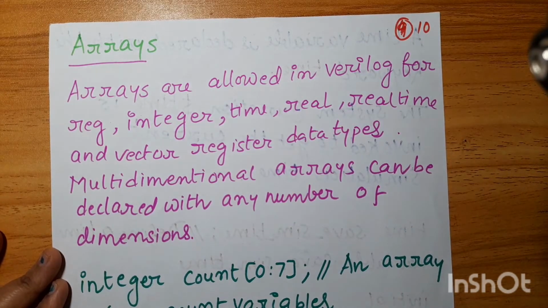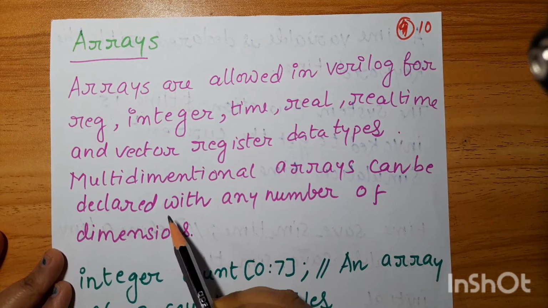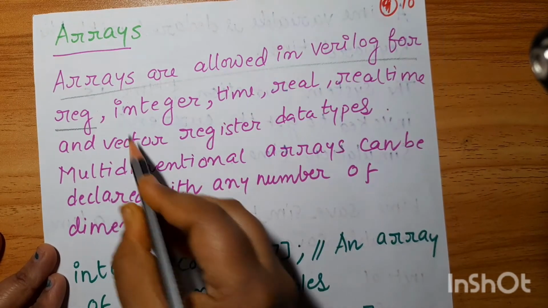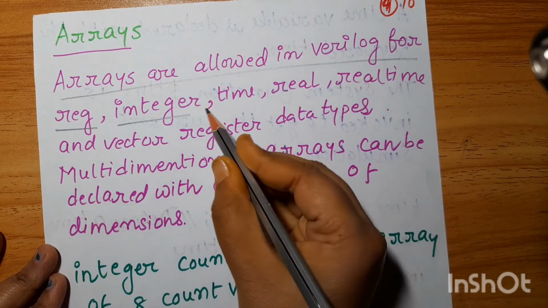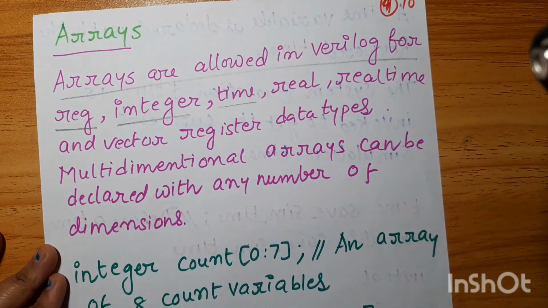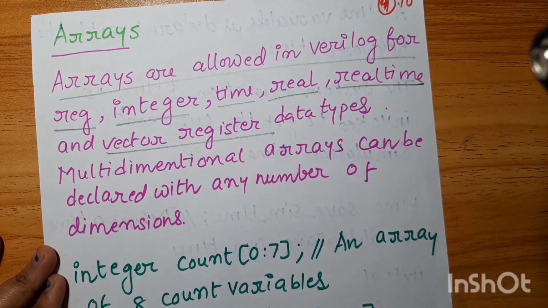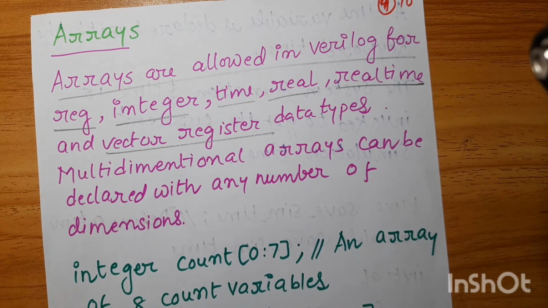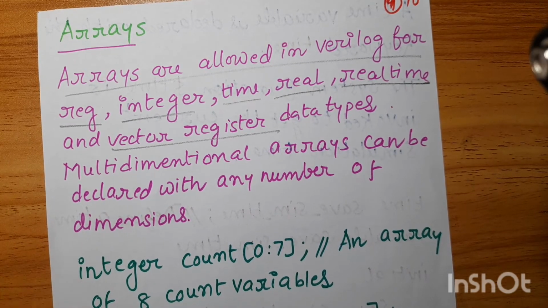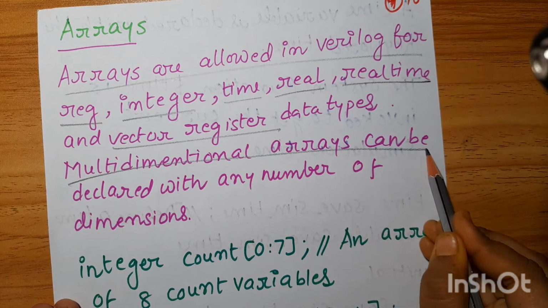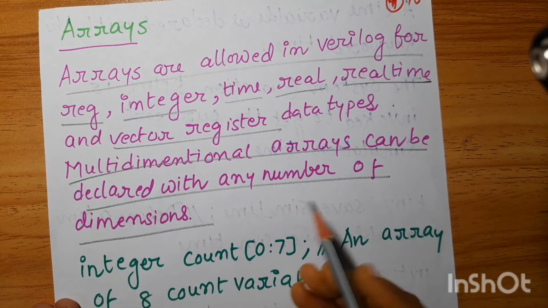Arrays. Arrays are also a type of data type used in Verilog. Arrays are allowed in Verilog. So we can have an array of register, an array of integer, an array of time variable, an array of real data type, an array of real time and vector register also. Arrays are multi-dimensional variables, a multi-dimensional data type that can have width and height, just like a memory. A multi-dimensional array can be declared with any number of dimensions.